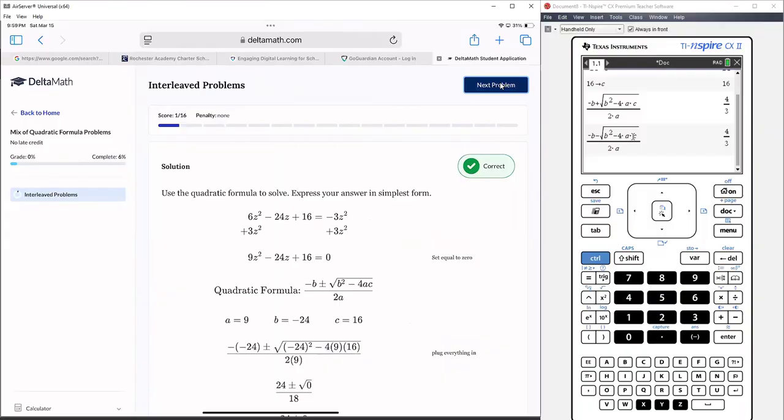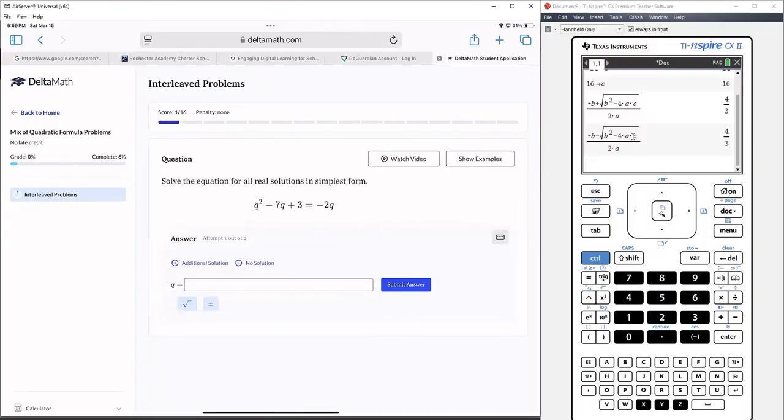All right, the next one, same thing. I've got another quadratic. I'm going to do it all in one step. So the a is 1, so I'm going to store that into a. The b is going to be a negative 7 plus 2, so I'm going to do that all in one step. A negative 7 plus 2, and I'm going to store that into b. Boom, done. And then the c is going to be 3. So I store 3 into the letter c. Boom. And then all I'm going to do is copy the formula and see what we get.